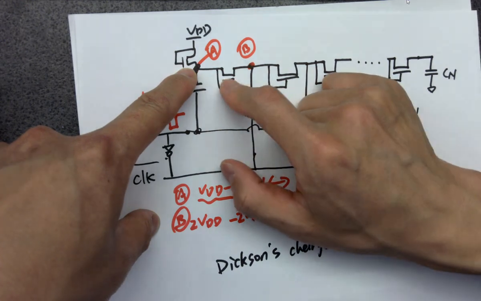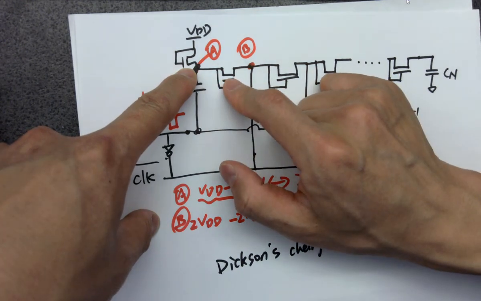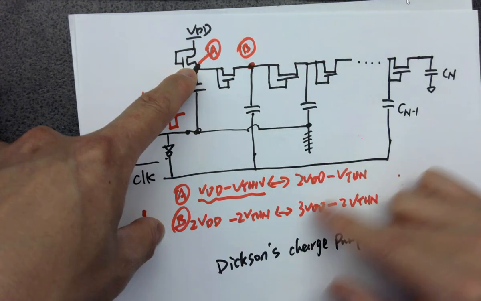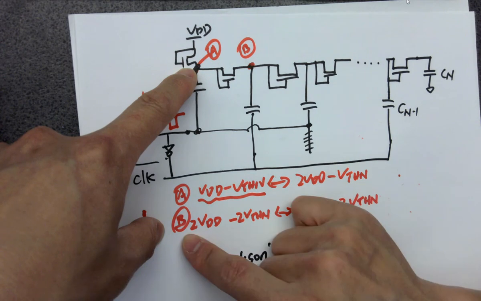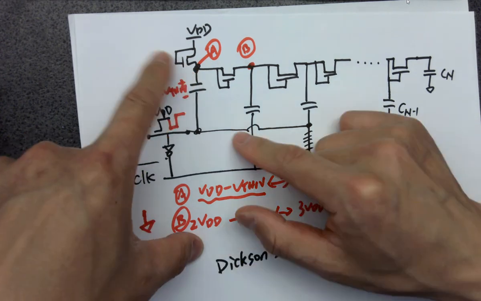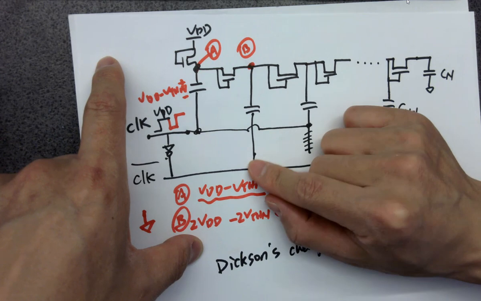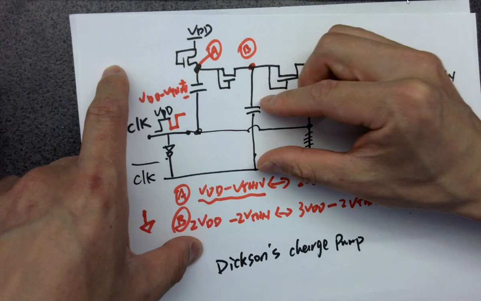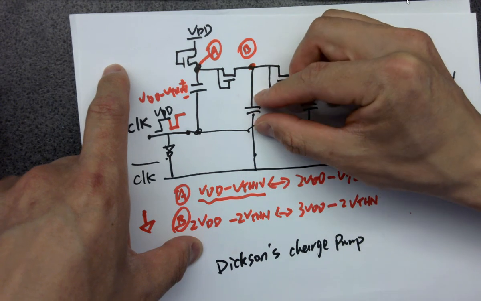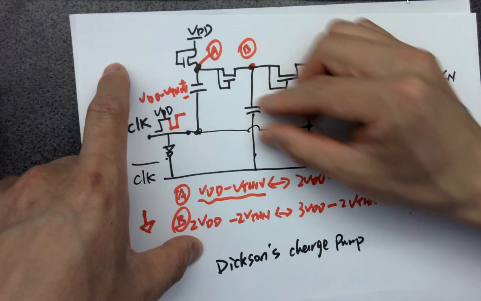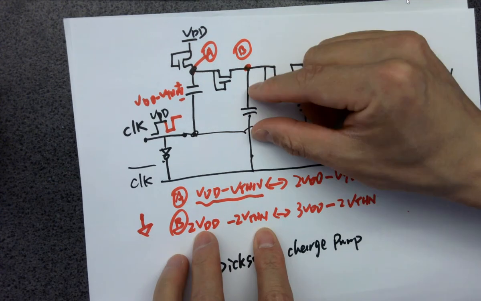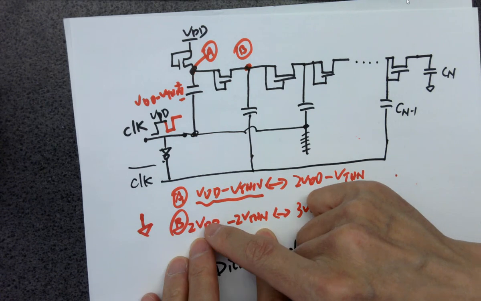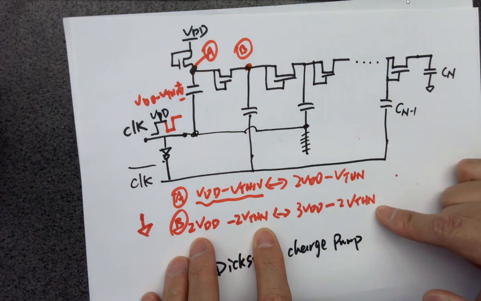However, it's passing through another NMOS, losing another VTHN. Eventually it becomes 2 VDD minus 2 VTHN. That's why you are getting this. Okay? And after that cycle, it was pulling, it starts pushing. And when it's pushing, it's adding another VDD to this point. You used to have this voltage here, and now you're adding another VDD over here. Eventually you're getting one VDD added to this voltage, so you're getting 3 VDD minus 2 VTHN.